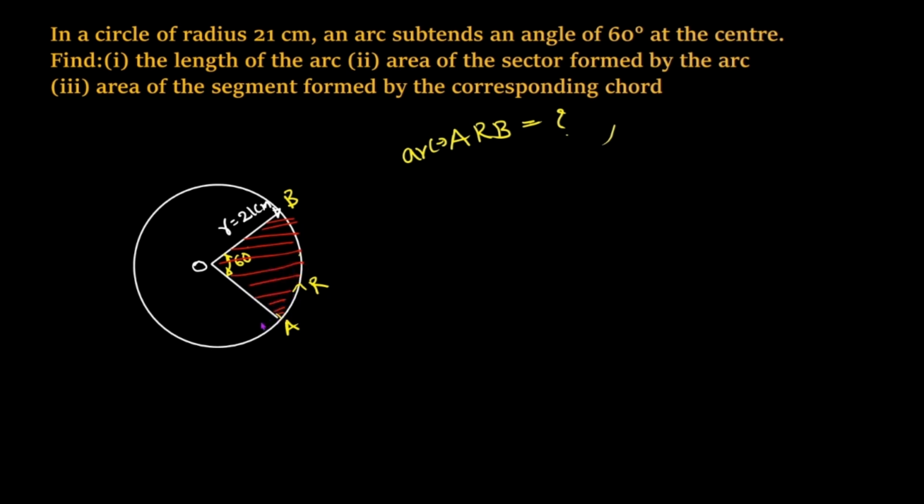So the next one, we'll see the segment form. We'll see that later. First, we'll solve the first and second questions. One is the arc ARB we need to find. The next one we need to find is the area of the sector, that is, OARB. R is the point along the curve, along the arc.